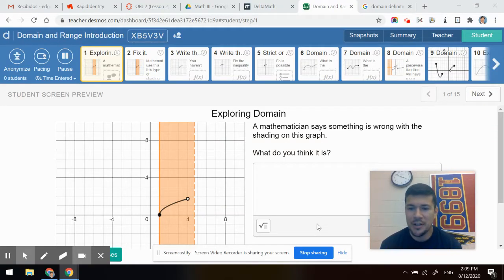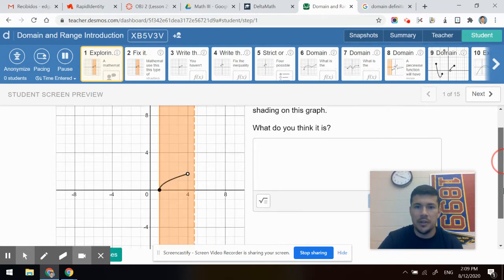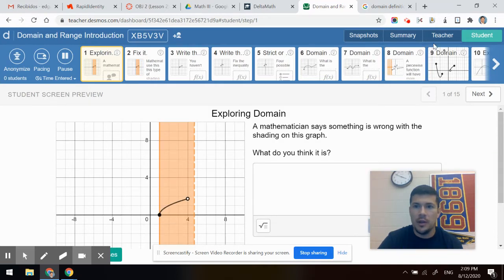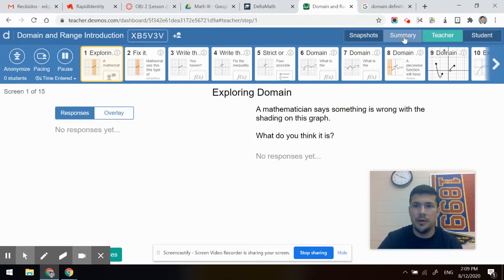So let's talk domain and range. And your first slide talks about something's wrong with the shading in the graph. As you played around with the shading, hopefully you found out that it's not really lining up with the graph. That's what could possibly be wrong. It's not really working out. Let me see if I can view this better.